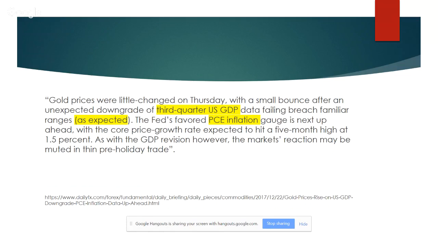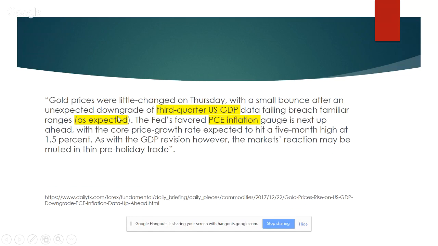So you can't just say, oh, the report's going to be released on Friday, I'll check it Thursday night to see what happens, and then Friday afternoon too. No, you guys really got to look at things and get a good gauge of what people are thinking, right? The Fed's favored PCE inflation gauge is next up ahead, with core price inflation growth expected to hit a 5-month high at 1.5%, right?